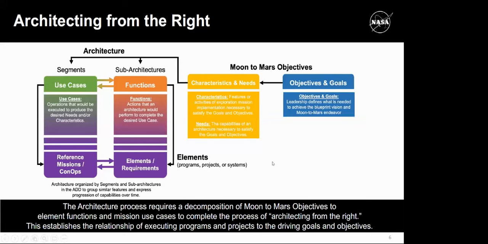Now, it's very important to get the vocabulary, the terminology, vernacular right. And so here are the definitions. This is a definition of what objectives and goals are. Then you can have characteristics and needs, and then those go into sub-architectures where you can divide it up into functions, and then those functions become elements with requirements associated with them. And then the segments are the use cases. So these are more ConOps. So this is how you use the equipment, and this is what the equipment is. So keep those words in mind: architecture, sub-architectures, and segments. That's how NASA is structuring this.